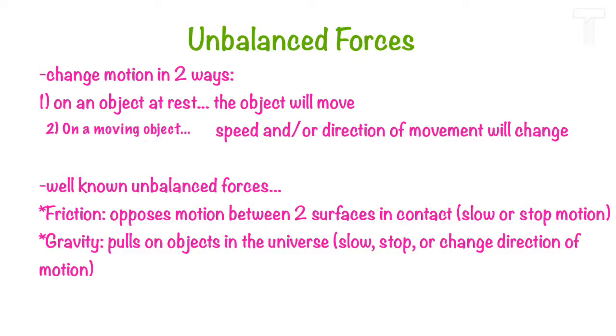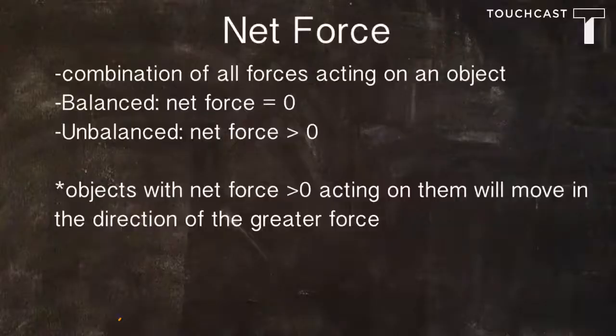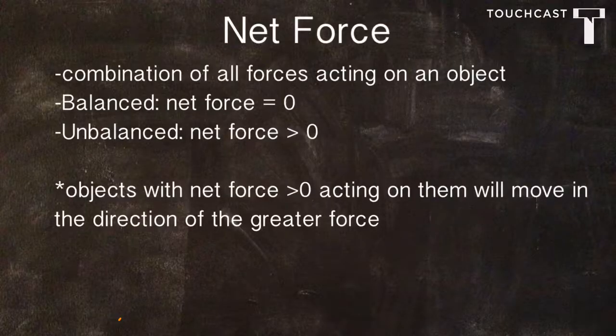Well-known unbalanced forces include what I mentioned before, friction and gravity. Here are the definitions of friction and gravity, but just know that friction and gravity ultimately slow or stop motion. Gravity can actually change the direction of motion as well. And when we're talking about force, we'll also be mentioning net force. That's the combination of all the forces acting on an object.